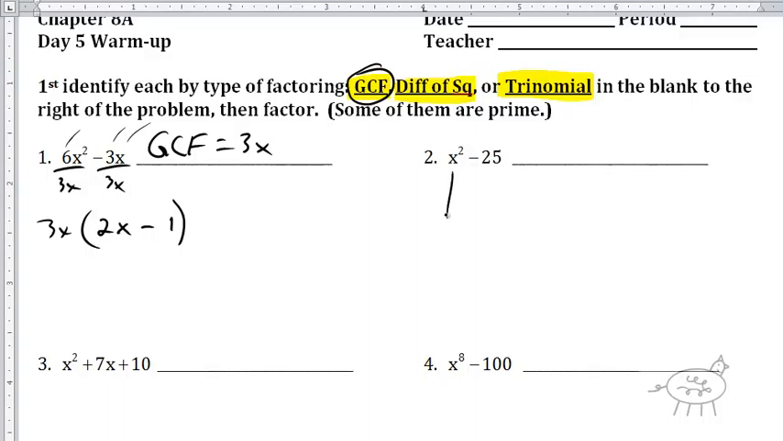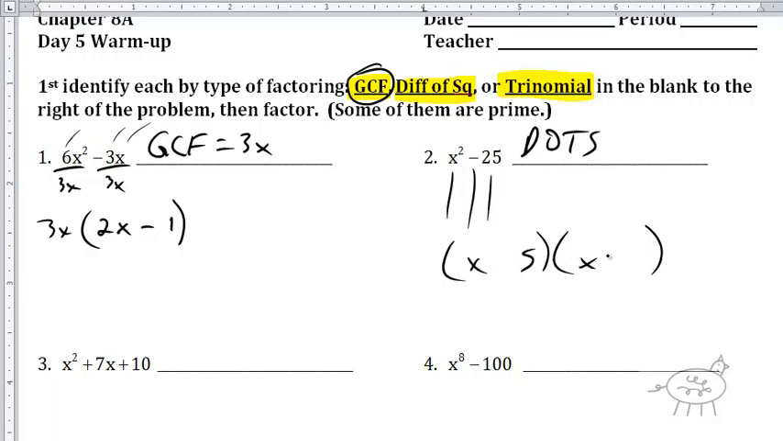This you guys should recognize as a perfect square and a minus sign. So it is definitely a difference of two squares. That gets factored: the square root of x squared is x, the square root of 25 is 5, then plus and minus.